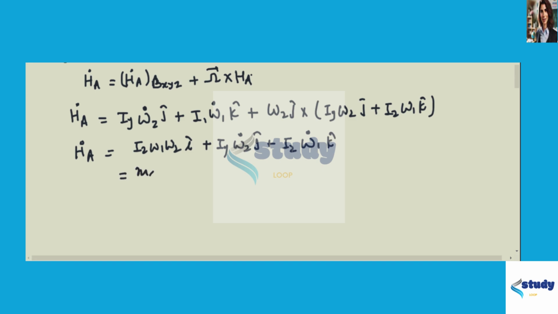Iz is the moment of inertia about the z-axis, that is mr square by 2, times omega 1 omega 2 i cap. Iy is the moment of inertia about the y-axis, mr square by 4, times rate of change of omega 2 with time, plus mr square by 2 times rate of change of angular velocity with time k cap.